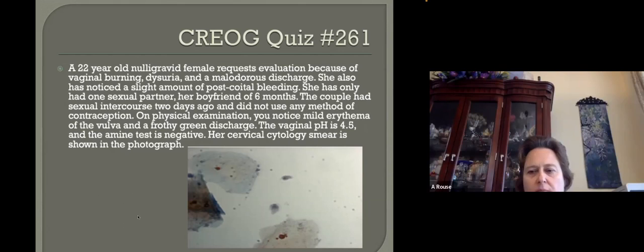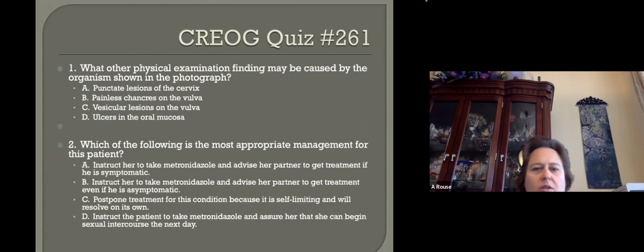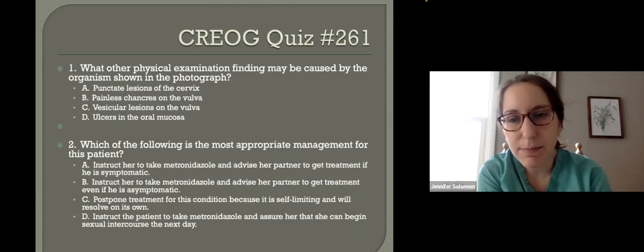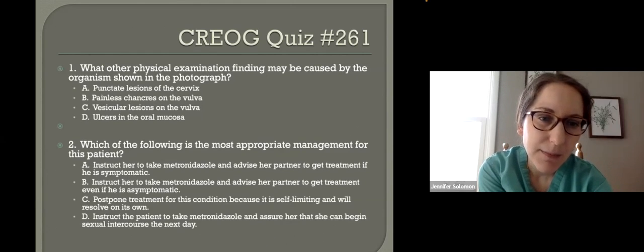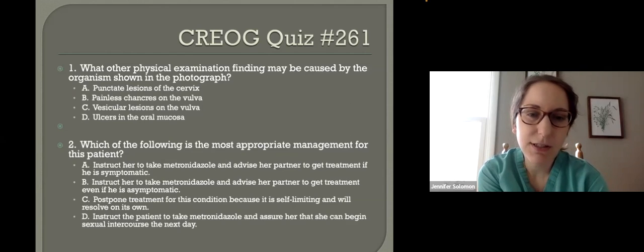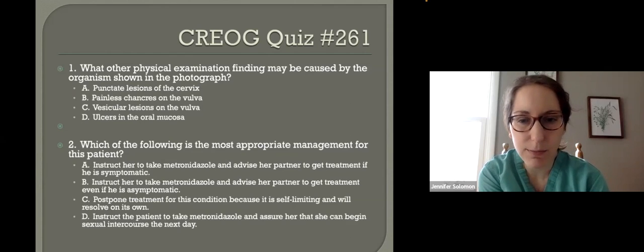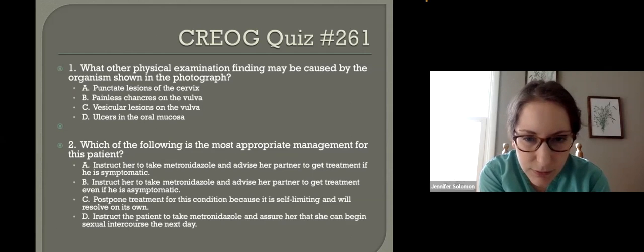Y'all see the picture? All right, here are your 2 questions to go with this one. What other physical examination findings may be caused by the organism shown in the photograph? I pick A, punctate lesions on the cervix. Which of the following is the most appropriate management for this patient? Let's see.